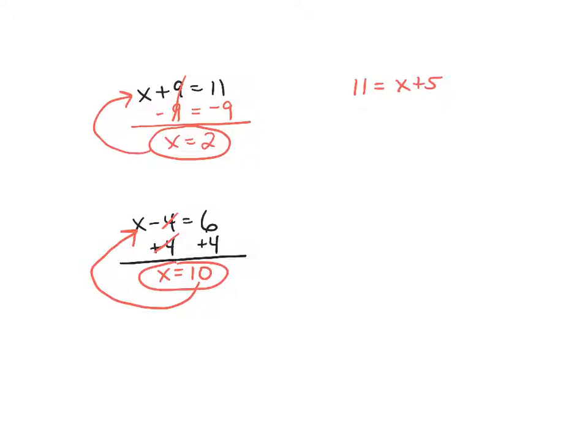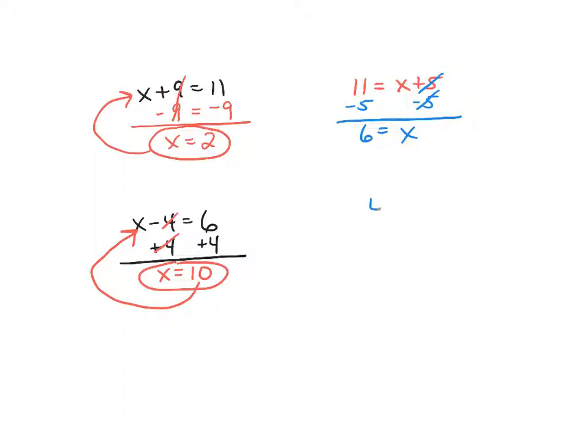I want to get that x all by itself. So I am going to subtract 5 from both sides. When I subtract 5 from the left-hand side, I get 6. When I subtract 5 from the right-hand side, the plus 5 and subtract 5 cancel each other out. I'm just left with x. So x is equal to 6.